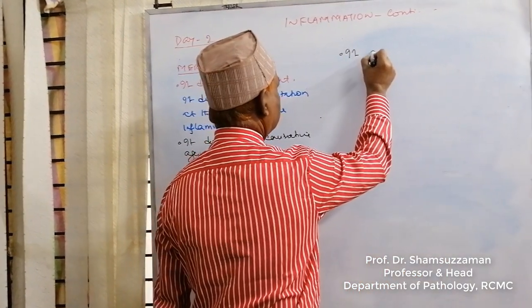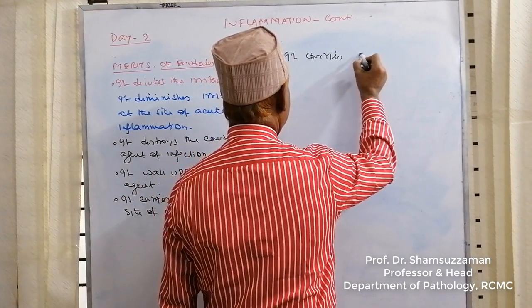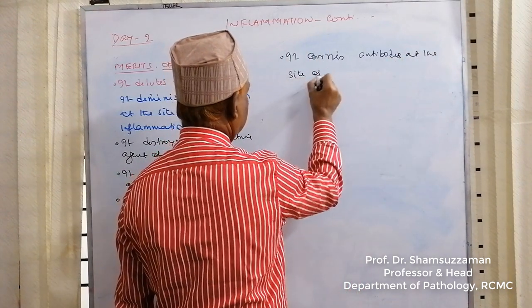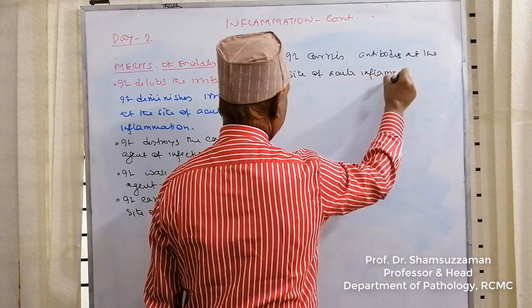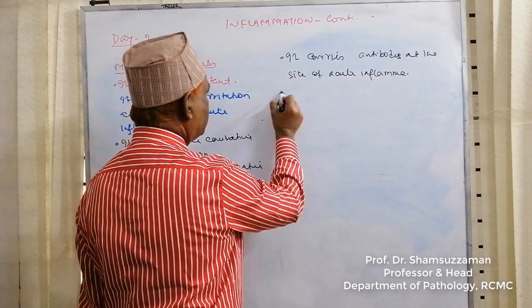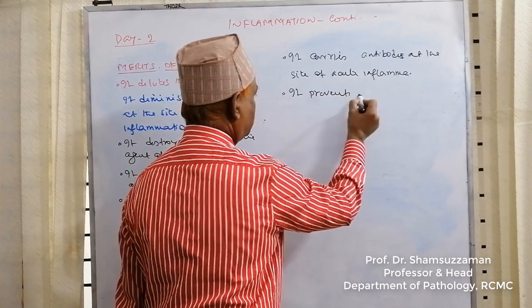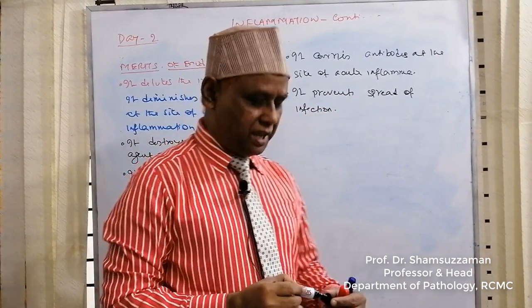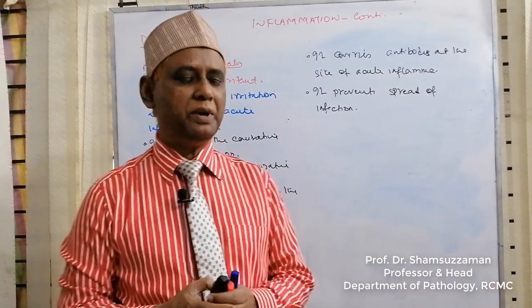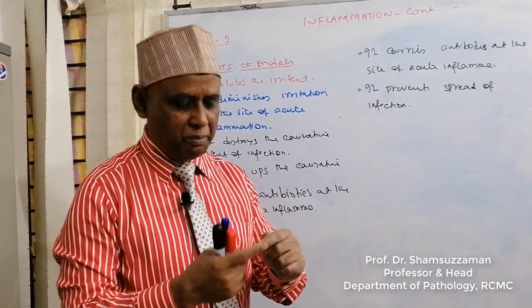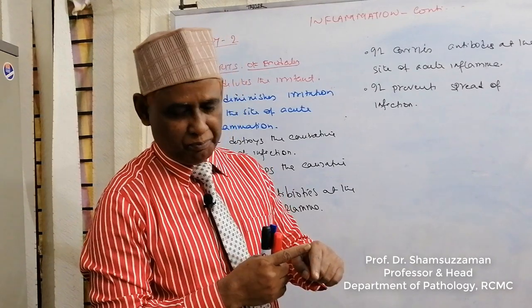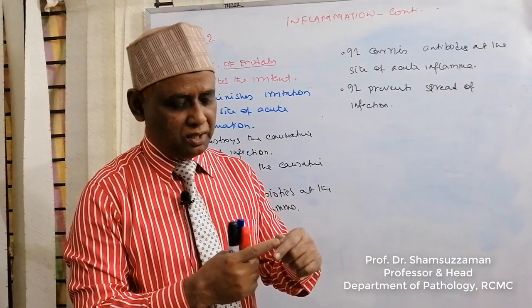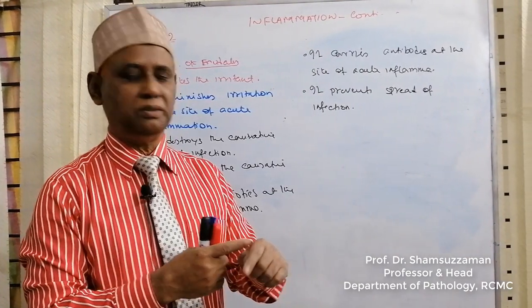Another merit, it carries antibodies at the site of acute inflammation, mechanism like before. Another merit, it prevents spread of infection. Dear audience, again I have told you, inflammation caused by microorganism is called infection. Suppose my finger is infected by bacteria, this inflammation will spread up. As there is formation of exudate, and exudate contains fibrinogen, there is clot formation. This clot will prevent spread of infection. So these are the merits.